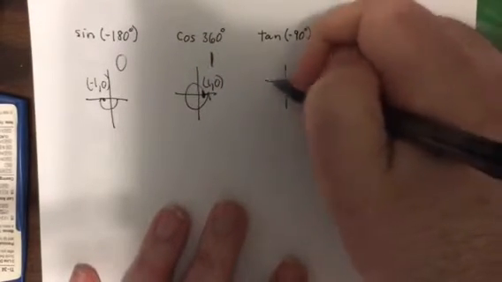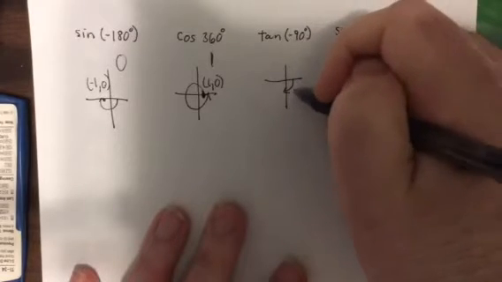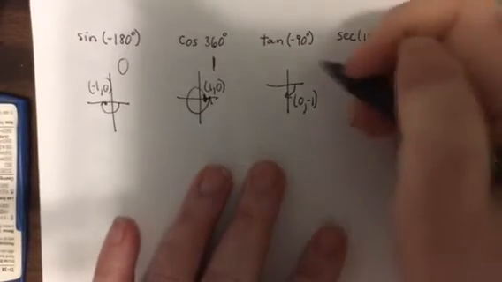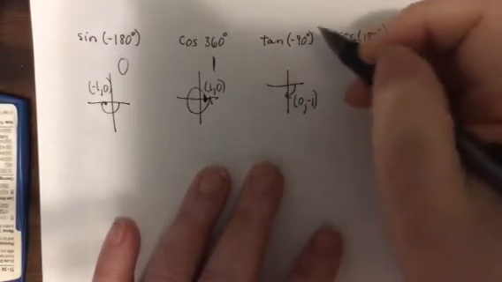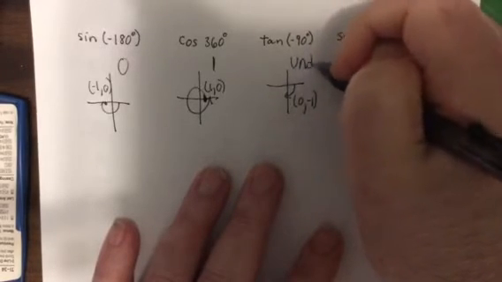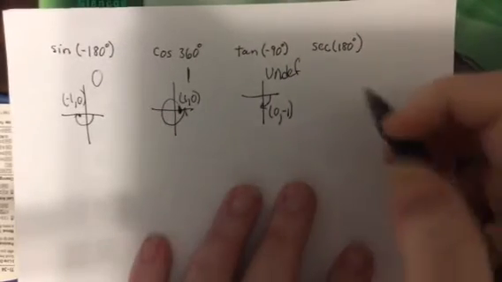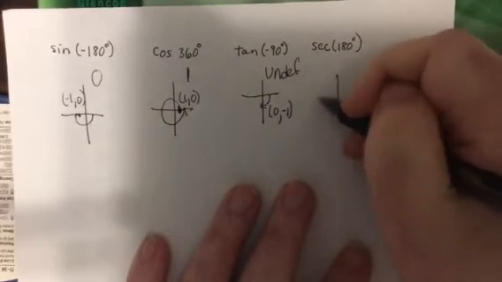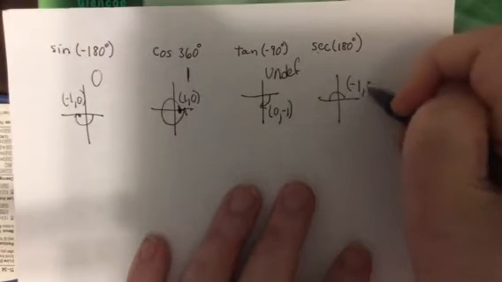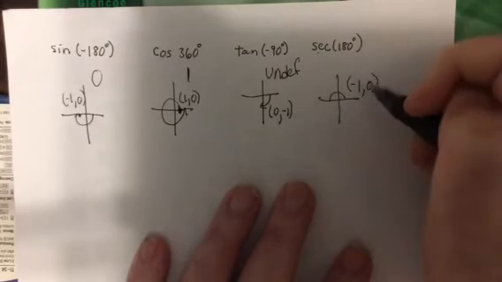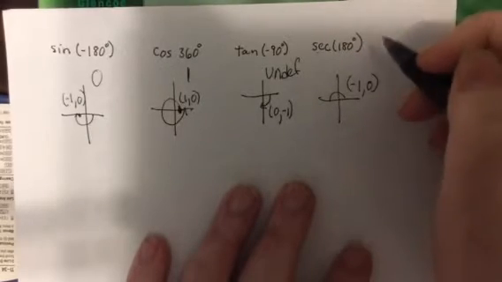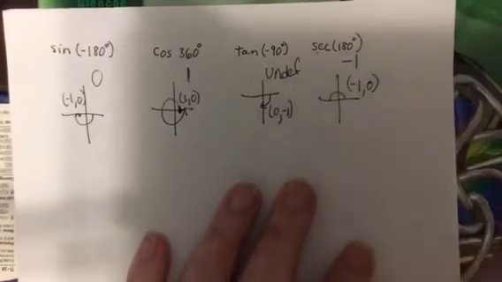Negative 90 is the point 0, negative 1. r is 1 because it's a point 1 unit away. So tangent is y over x, oh no, it's undefined. And then secant's the reciprocal of cosine. So 180 is here, so that's the point negative 1, 0. Cosine is x over r, so secant would be r over x. 1 divided by negative 1 is negative 1.